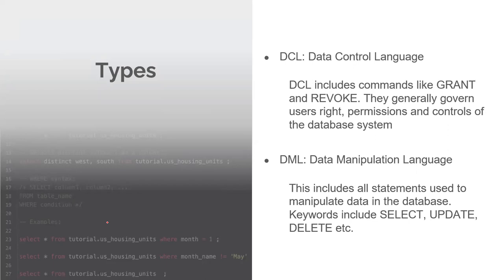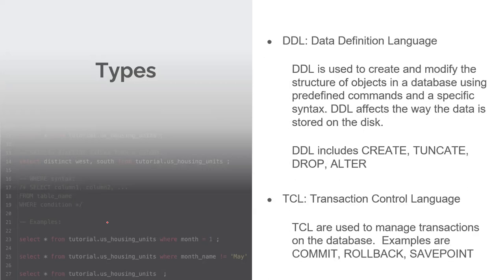So select is just for you to retrieve a particular data from a table. Update, to make changes on a particular data in a column. Then delete, to delete a particular row from a table. Then DDL, data definition language.